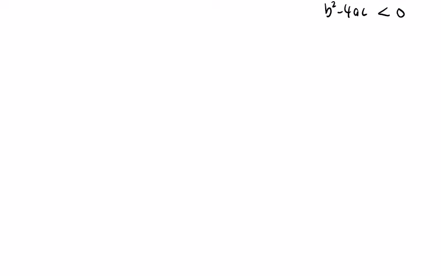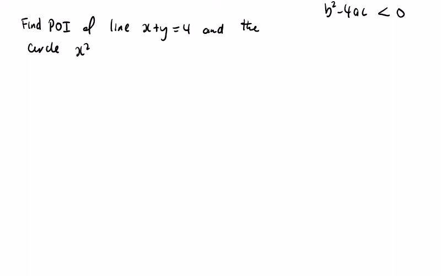So let's have a look at a few of these questions. Find the points of intersection. I'm just going to write POI. Find POI of the line x plus y equals 4, and the circle x squared plus y squared equals 10. If you want to try it yourself, you can.